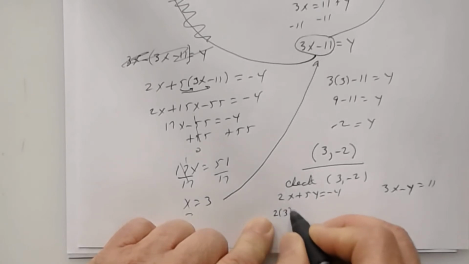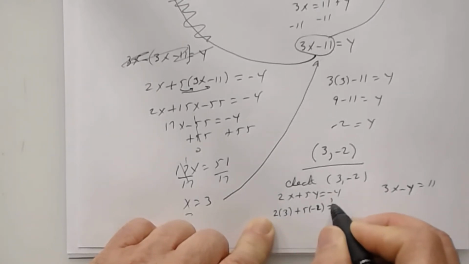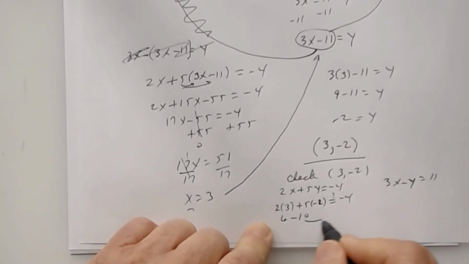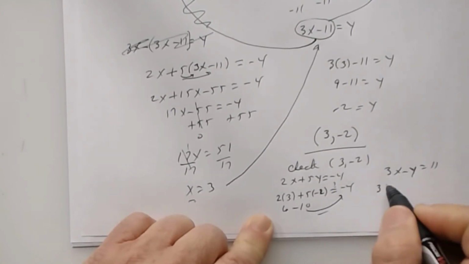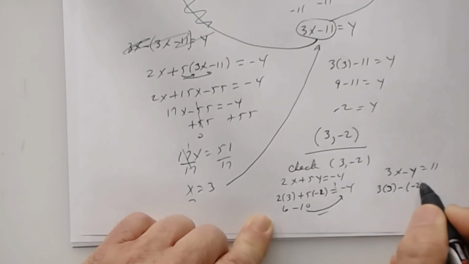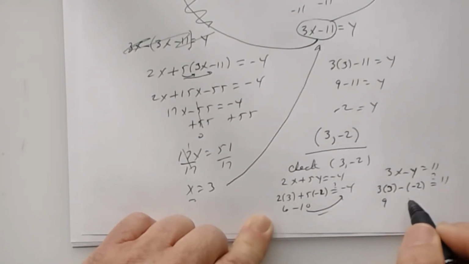So 2 times 3 plus 5 times a negative 2, is that equal to a negative 4? That's the question. 6 minus 10 is what? Negative 4. Let's go here. 3 times x, what's x? 3. Subtract y, what's y? The question is, is that equal to 11? Well, that's 9. Subtract the negative 2 means what? Add. Plus 2. So is that true?